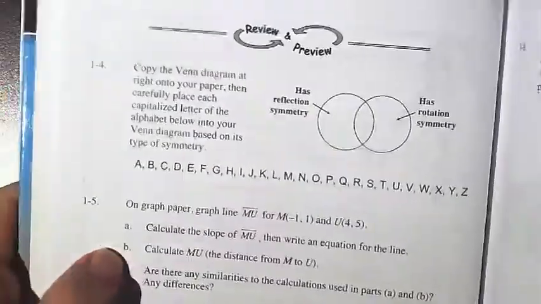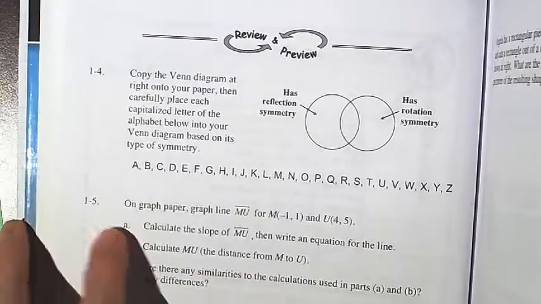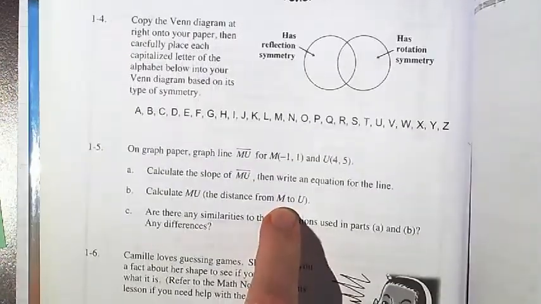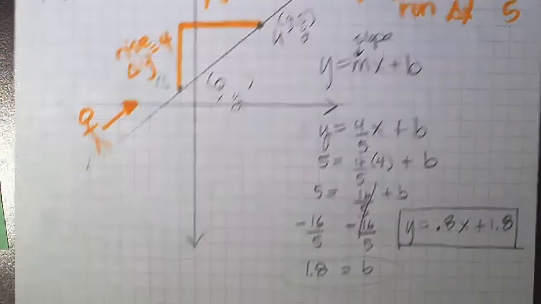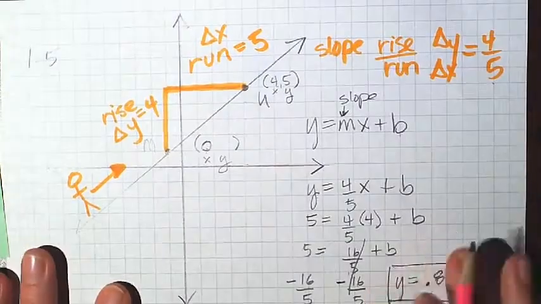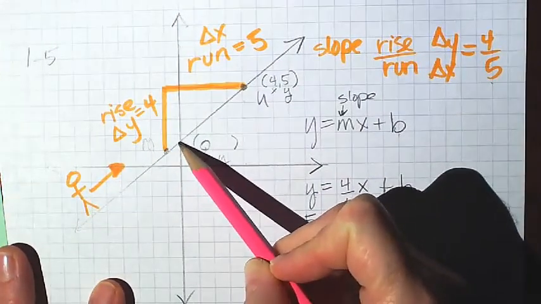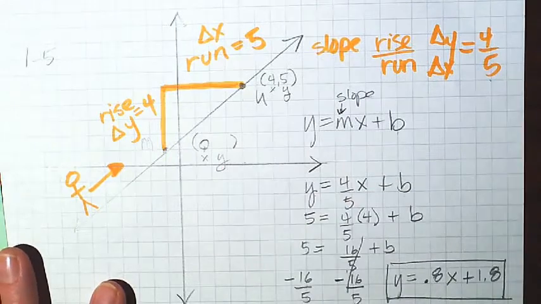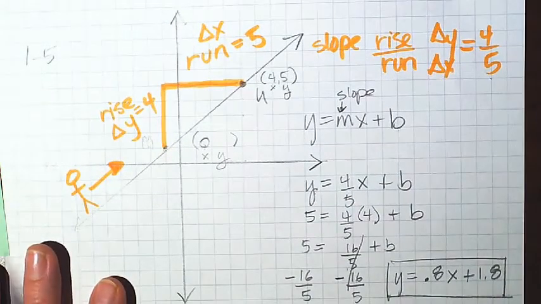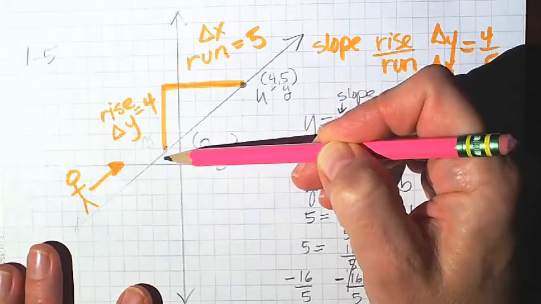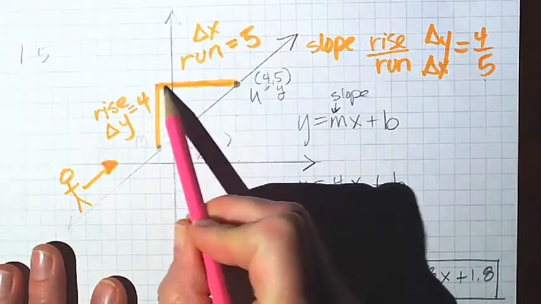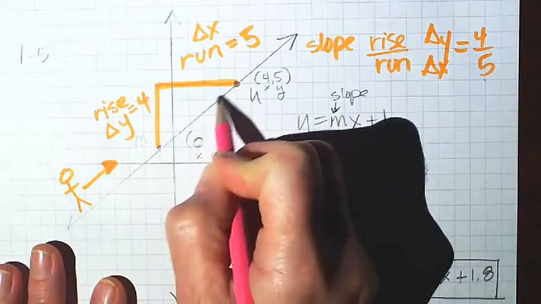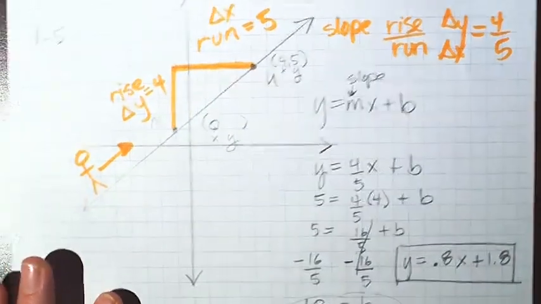For 1-7, we're going to solve, oh wait, we're not finished with 1-5. Calculate the distance from M to U. Well, every time we do this, I always have someone say, well, miss, let's just count like this. Well, you cannot count diagonally, but you can count vertically and you can count horizontally. So we know this is 4, we know this is 5, and isn't this a right triangle?